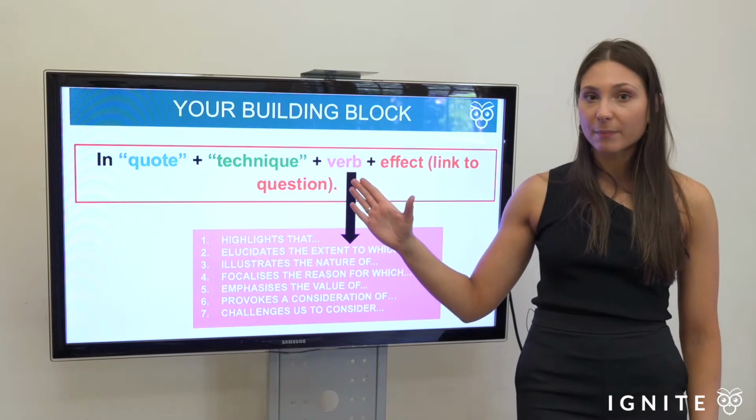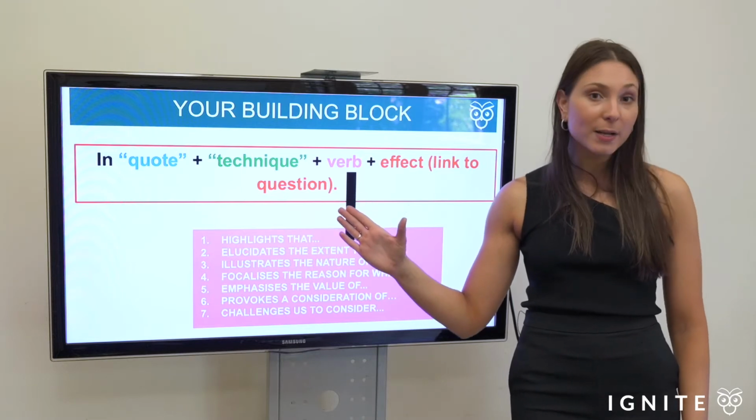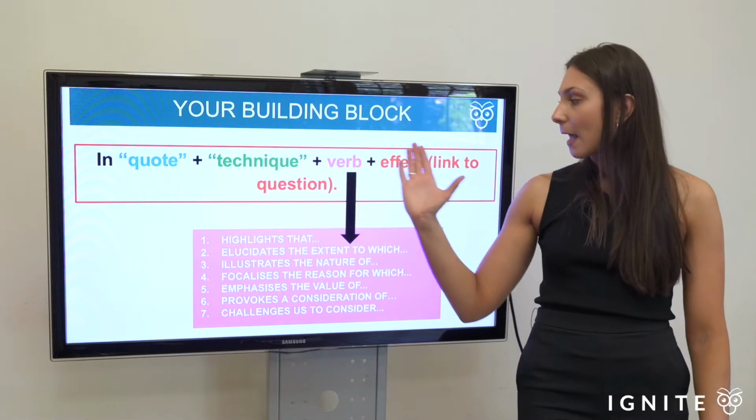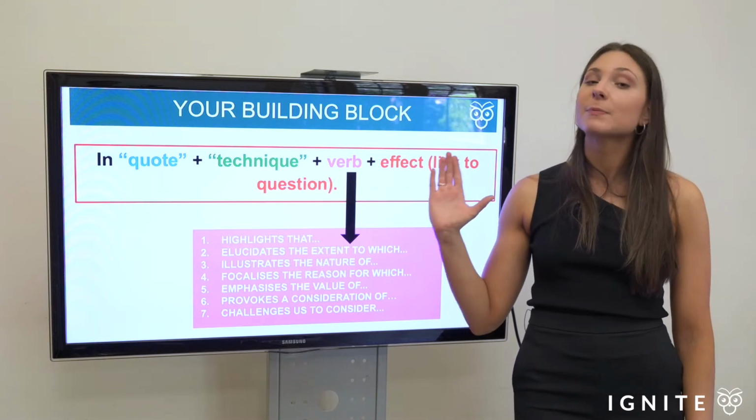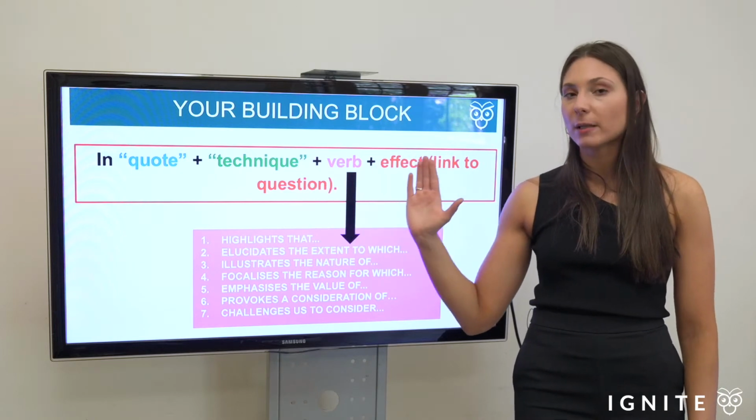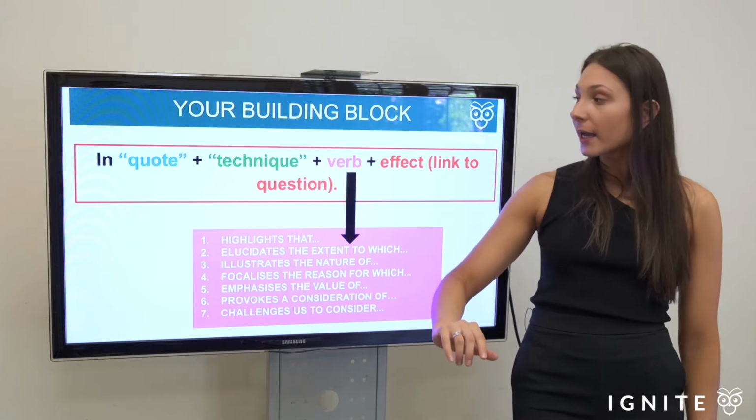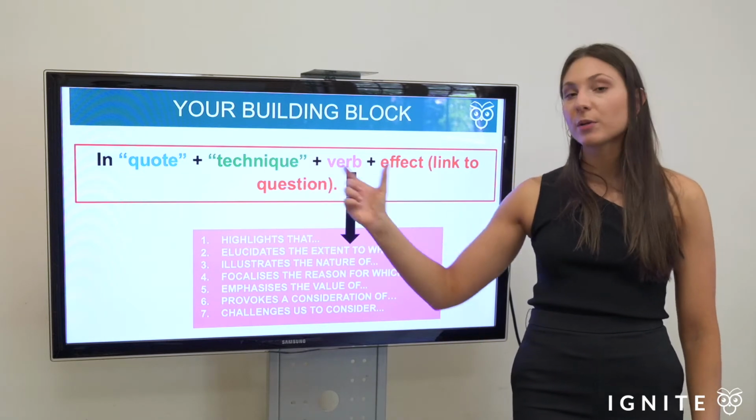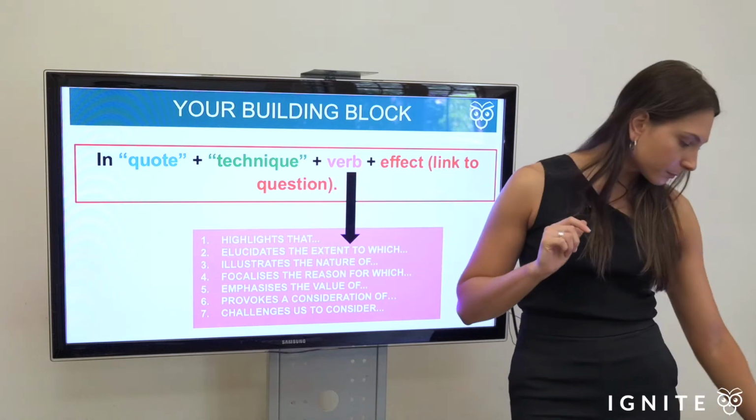Does it highlight something? Does it challenge us to think something? Does it reveal something? Does it exaggerate something? Any of those key terms. And then you describe the effect. And in this case, the effect is how it evokes manipulation in the text. So you move through these elements as they are relevant to your given question. In my response, you'll note that I highlight in a way that correlates with this building block to show you where the quote is, the technique, the verb, and the link to the question.